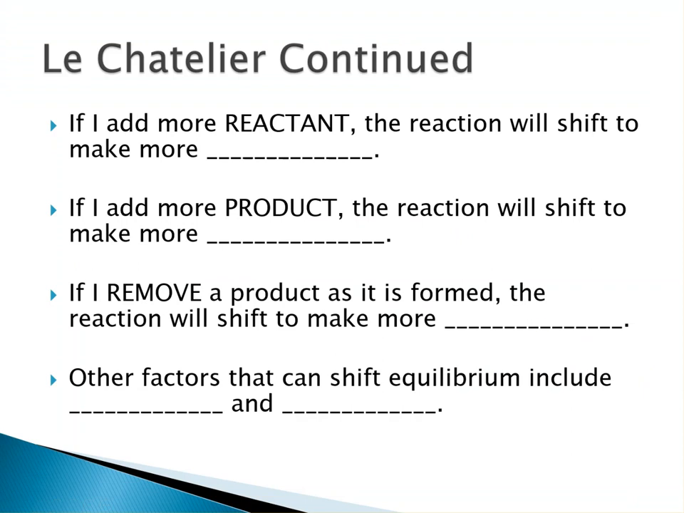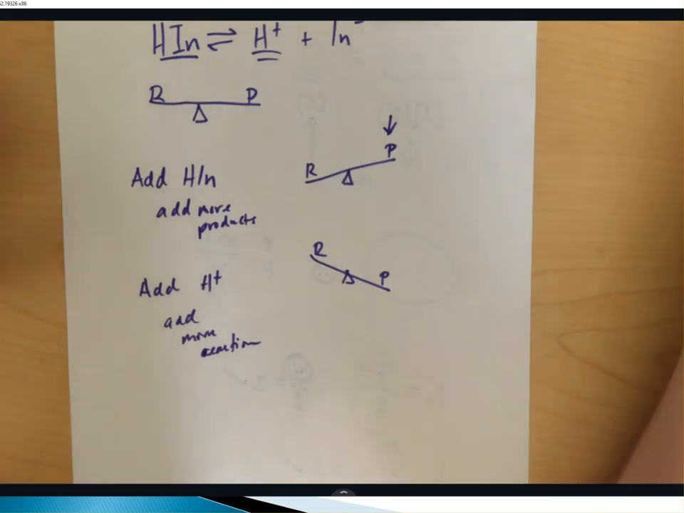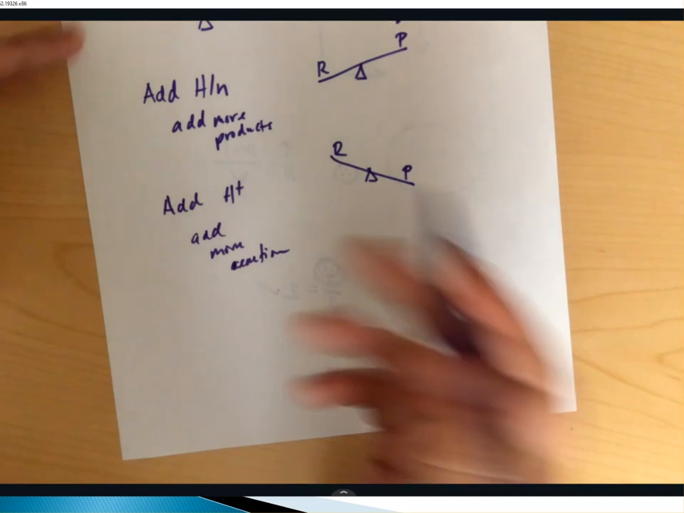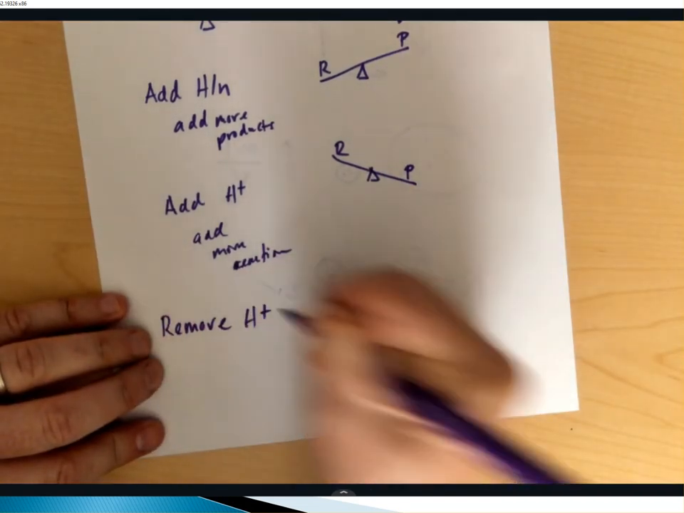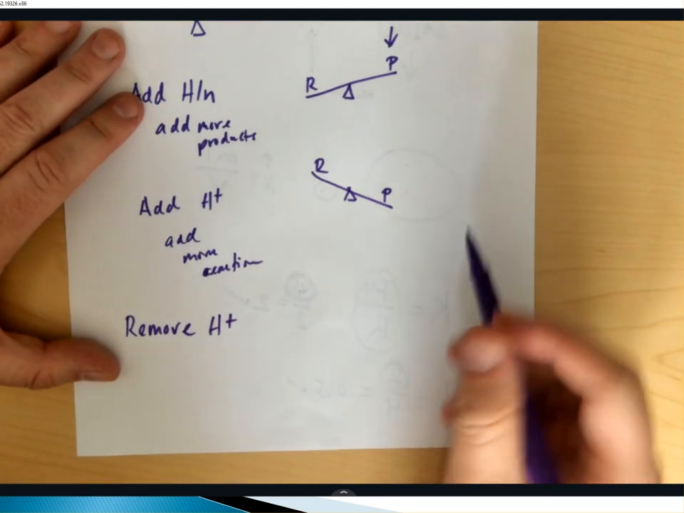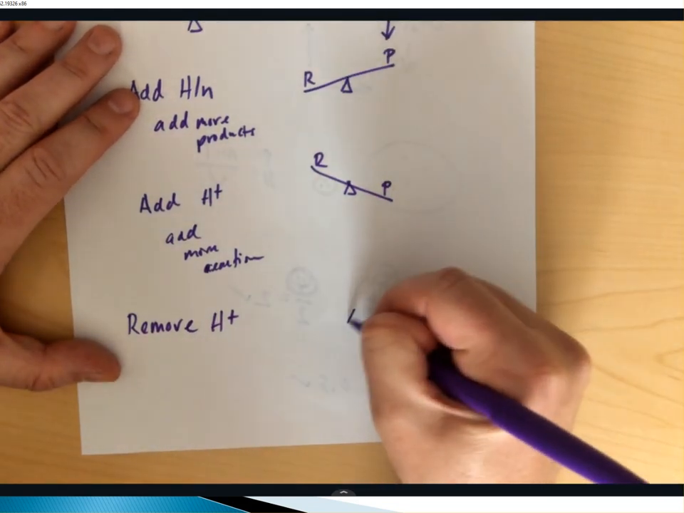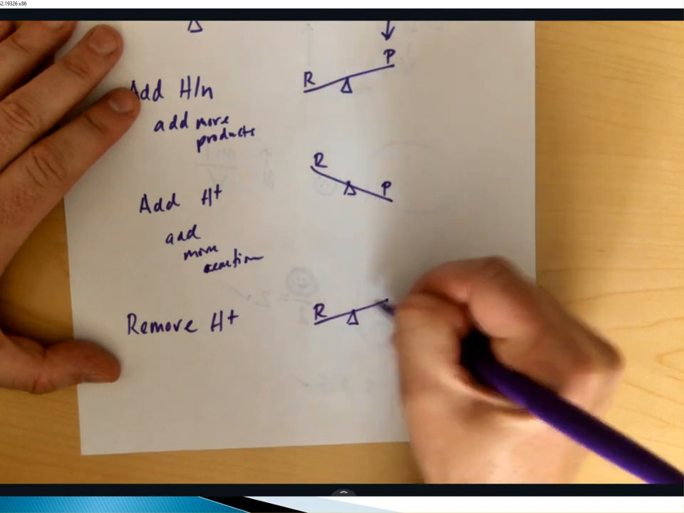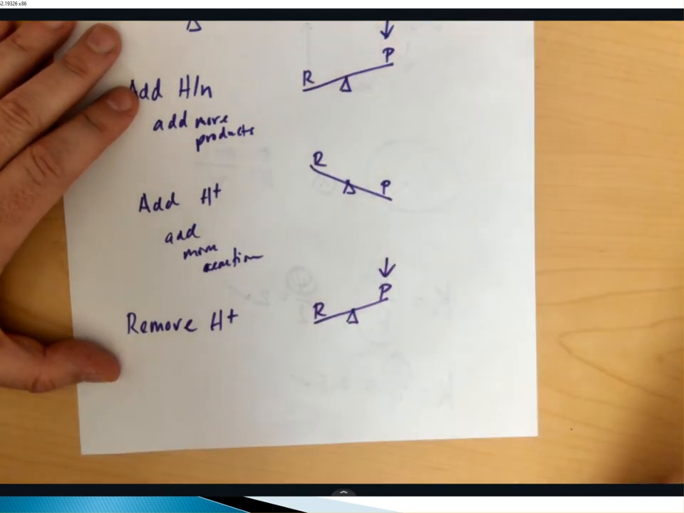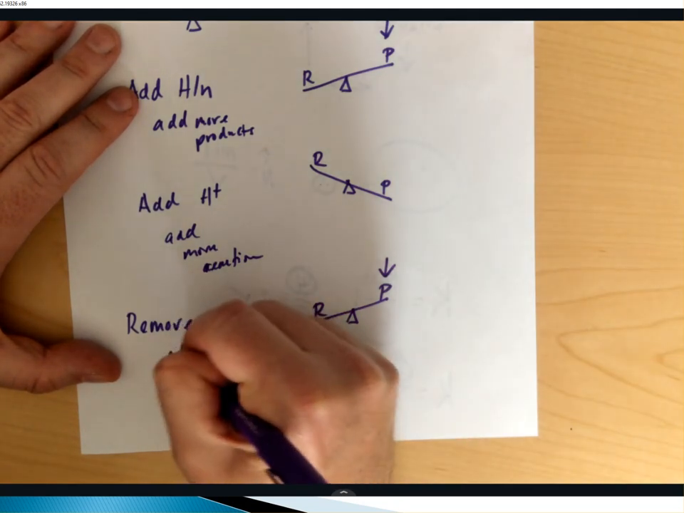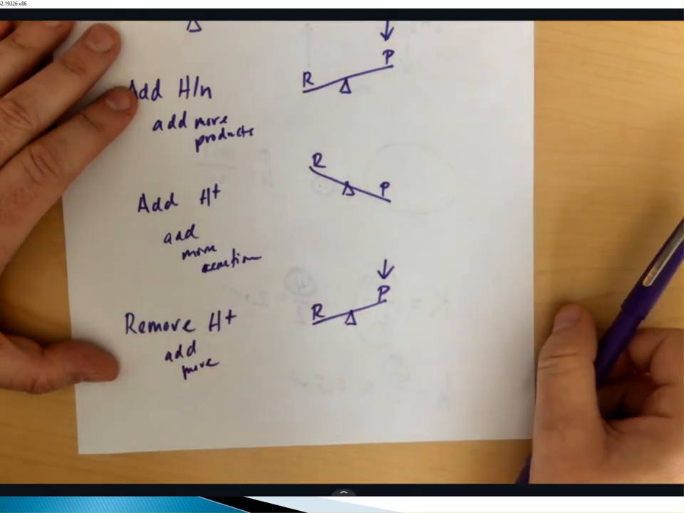And actually, I'll just write these down on my thing here. Actually, let me do one more example here. Let's say we remove H plus, take it away. Well, that's removing from the products. So that would cause the seesaw to tilt like that. So if you remove products, you have to add more products to bring it back.